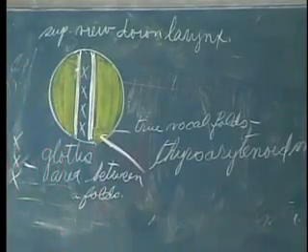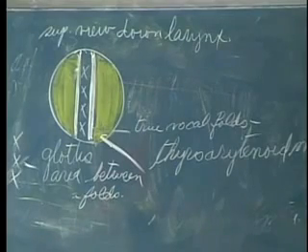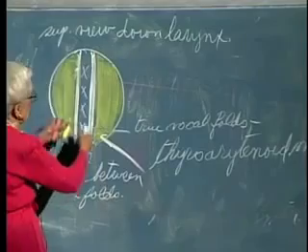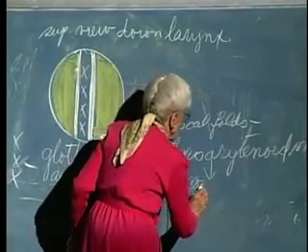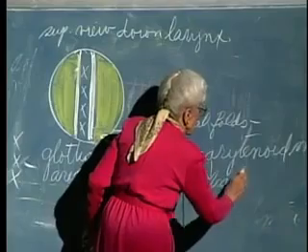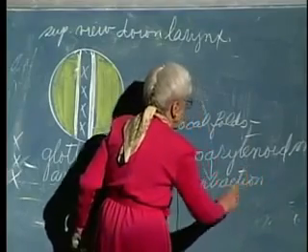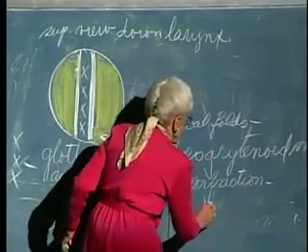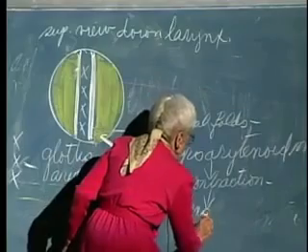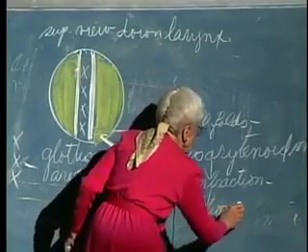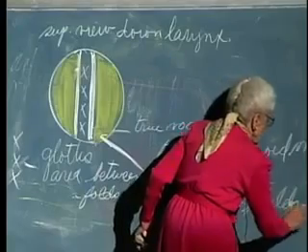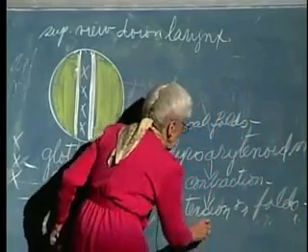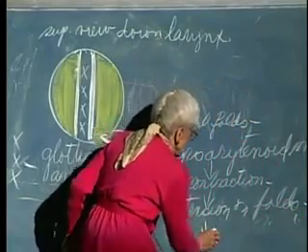So when the thyroarytenoid muscle contracts, it applies tension to the folds. So contraction here, tension on folds, and it will raise the pitch of the voice.